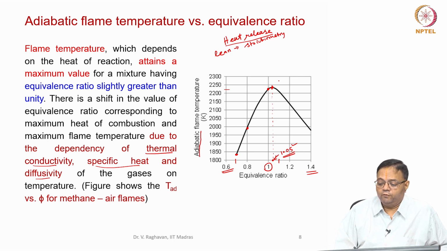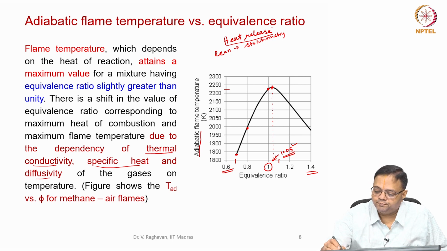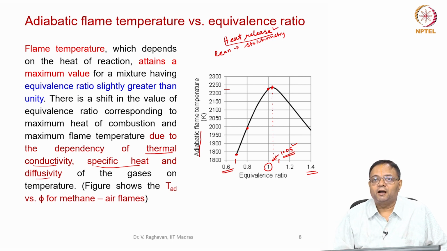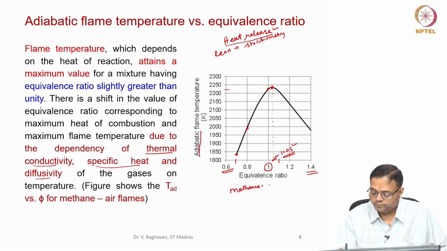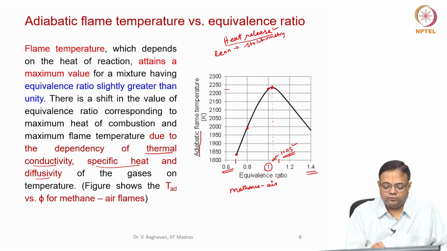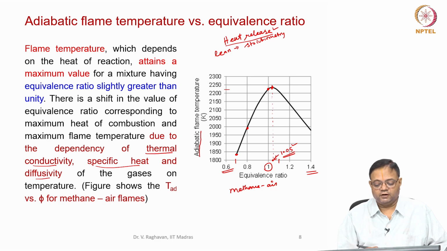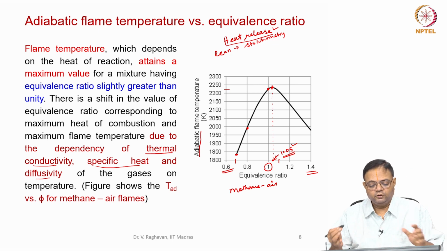So, in summary, I expect the maximum temperature at the maximum heat release, which is at the stoichiometric mixture. But both experiments as well as theoretical calculations show that the maximum occurs at a slightly rich condition for methane-air. This is because of the dependency of the thermal properties, thermal conductivity, specific heat, and diffusivity, etc. on temperature.